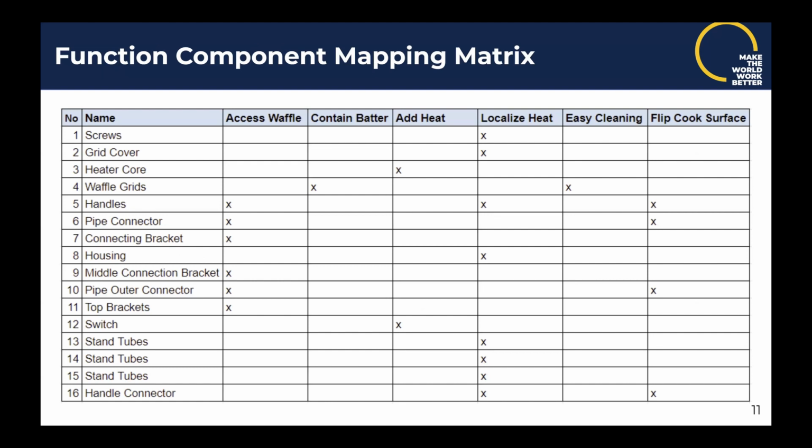In order to aid our analysis of how to best optimize the waffle maker, we made a component mapping matrix. It can be noted that several parts accomplish the localized heat function and multiple parts are responsible for flipping the cook surface. Moreover, the secondary customers do not care about the flip cook surface function as they want a more reliable and easy to clean product. Thus, this presents a large opportunity to optimize.